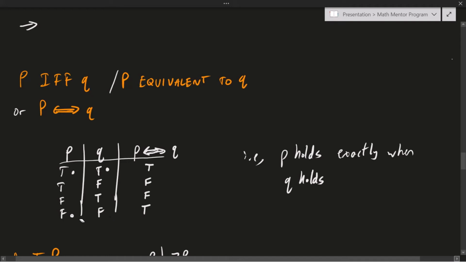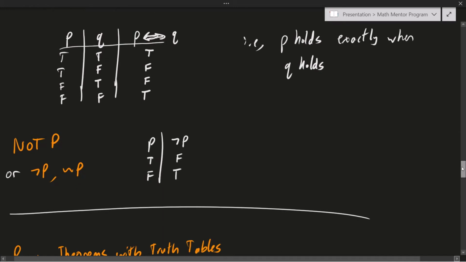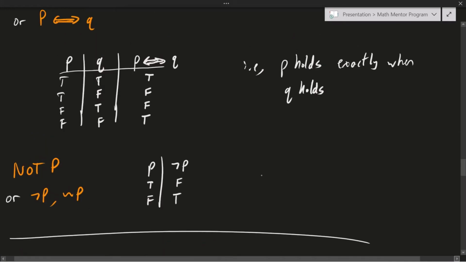The last one that we have to explore is not, and that one's simple enough. Not literally just takes your mathematical statement P and reverses it. If your statement is true, not P is false. If P is false, then not P is true.